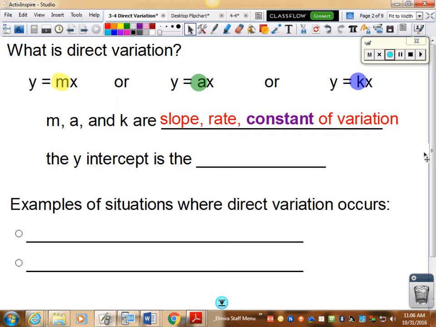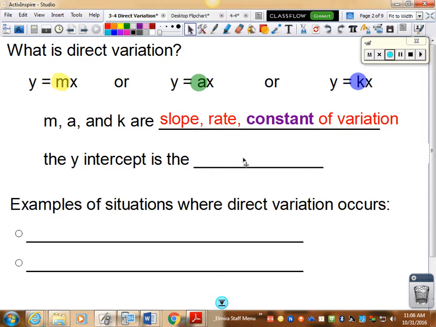The y-intercept, notice there is not a plus or minus b. That's because in these types of situations, the y-intercept is the origin, and it's 0. That's what makes this direct variation. Direct variation has a y-intercept of 0. If you do nothing, you get nothing.